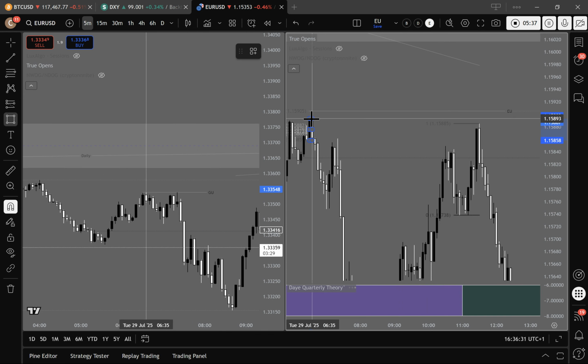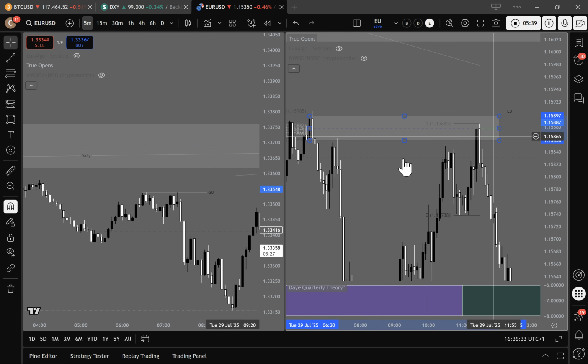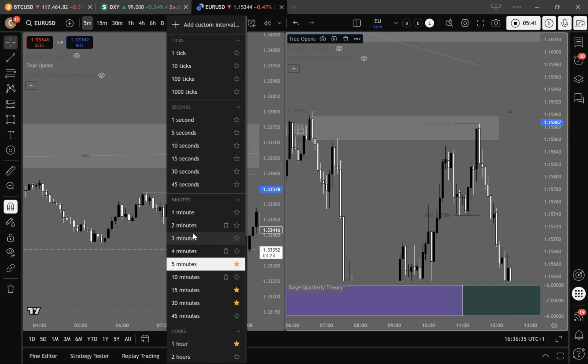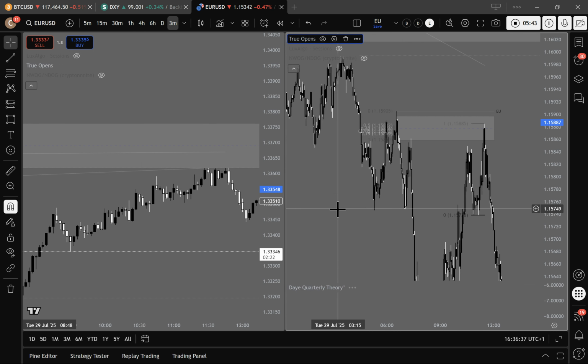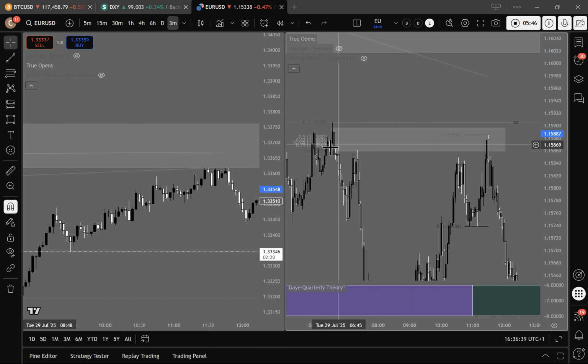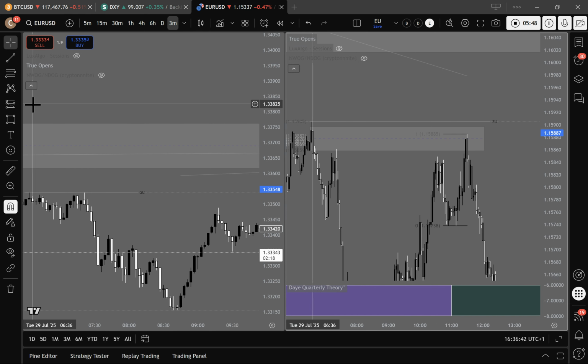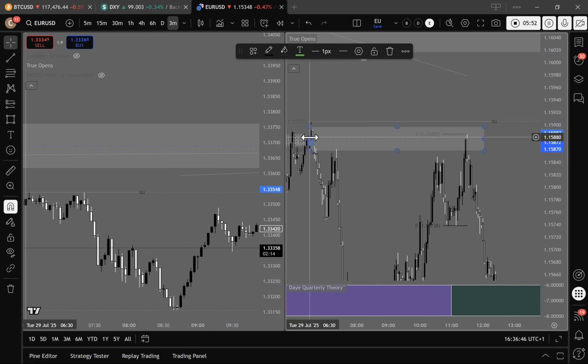And even on the 3 minutes, if you're not a fan of true order blocks, which I don't know why you wouldn't be, but in the 3 minute, what do we have? Order block here. So I could have refined that by a little bit.